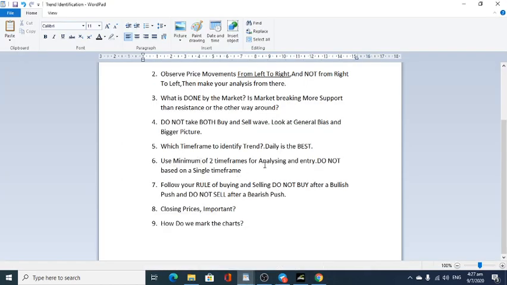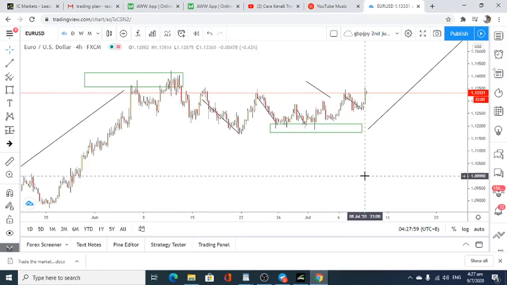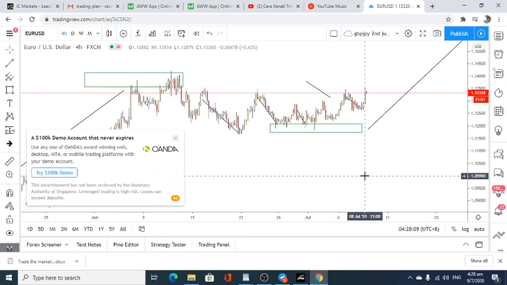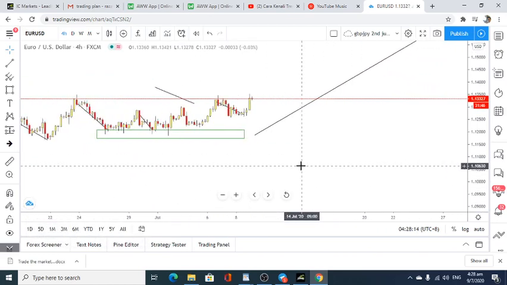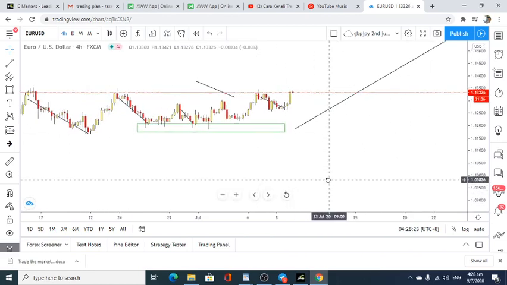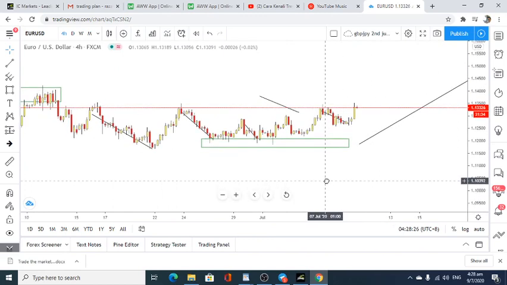Use a minimum of two time frames for analyzing an entry. Do not base it on a single time frame. Some of you, if you're looking at H1, really forget it. Seriously, just look at your daily, and H4 is really sufficient for you to trade successfully. That is the minimum, the best. Seriously, I've been looking at daily and H4 countless times. So look at your daily and your H4. Those are the most reliable time frames.